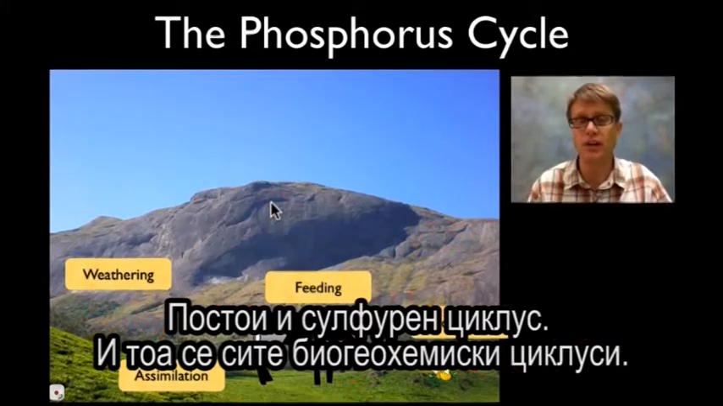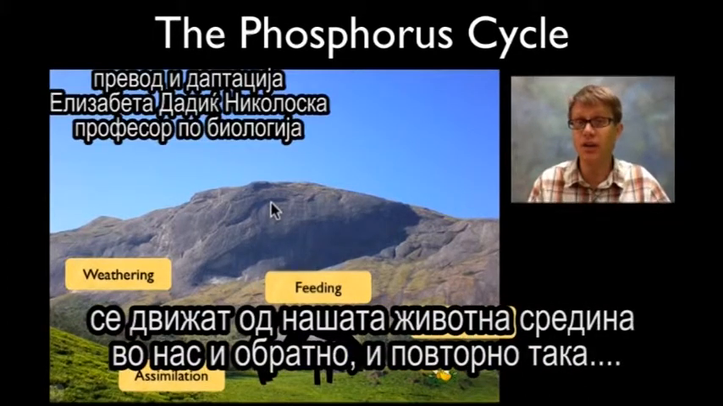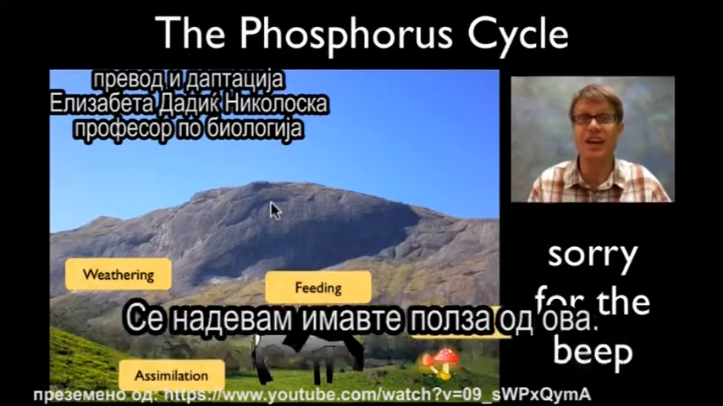There's also a sulfur cycle as well. And so these are all biogeochemical cycles. They're ways that we can take the nutrients that we need, move them out of our environment into us and back again. And I hope that's helpful.